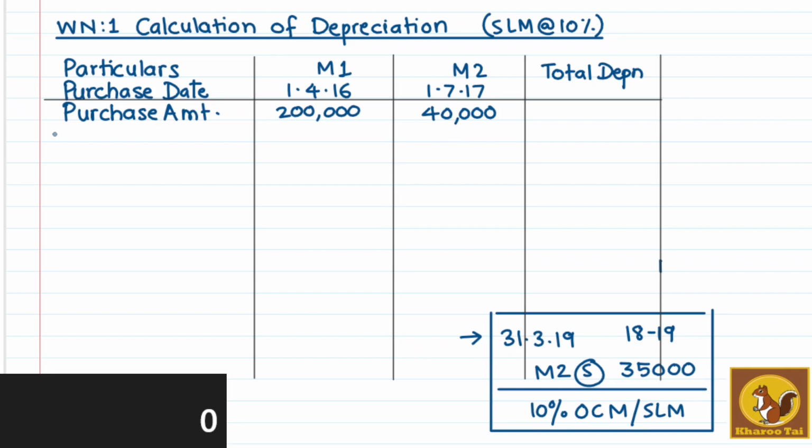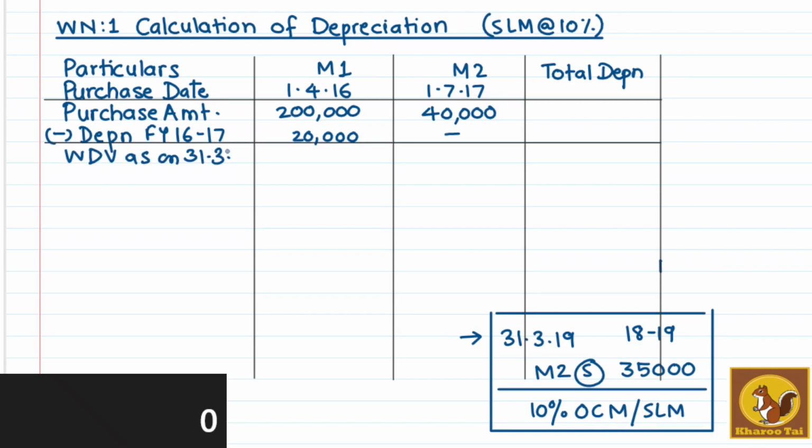So for first year, the depreciation will be less depreciation FY 16-17. The machine was used for whole year. So at 10%, 20,000. In first year, second machine was not there. Then in next year, WDV will be 1,80,000. In second year, the second machine was purchased. For first machinery, depreciation will be for whole year. The asset was used for whole year. But for second machinery, we will need some working.